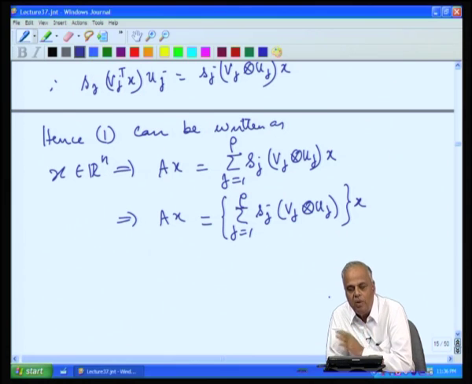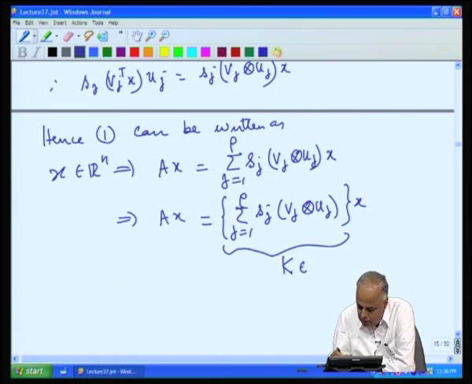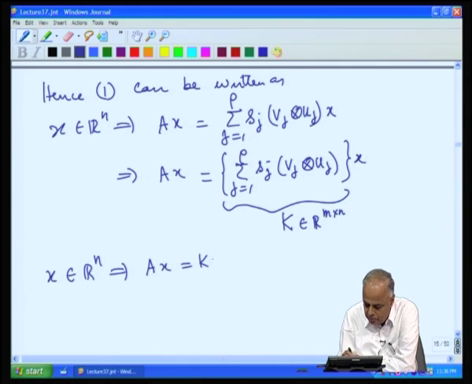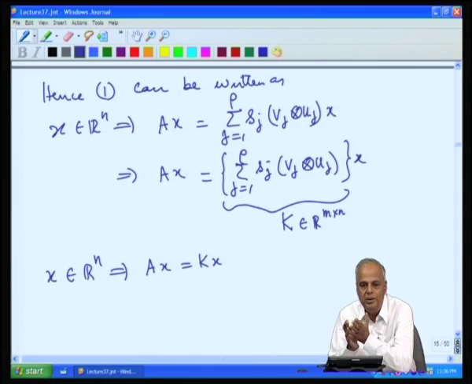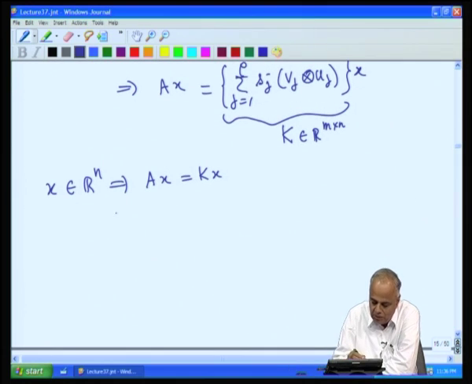So, we have a sum of m by n matrices. So, this is an m by n matrix, let us call it K. This K belongs to R m cross n. So, therefore, x belongs to Rn implies Ax equal to Kx. Now, if two matrices coincide at all the vectors, if Ax equal to Kx for all x, then A must be equal to K.